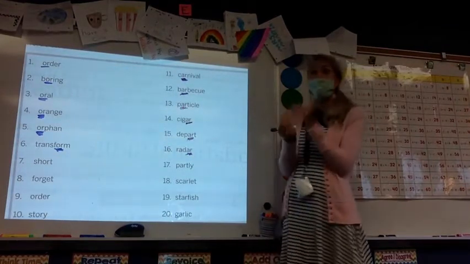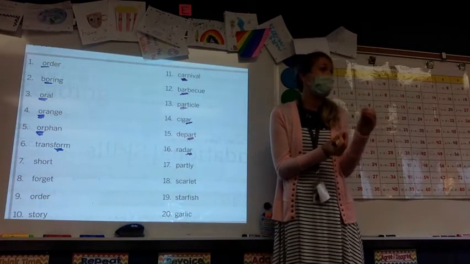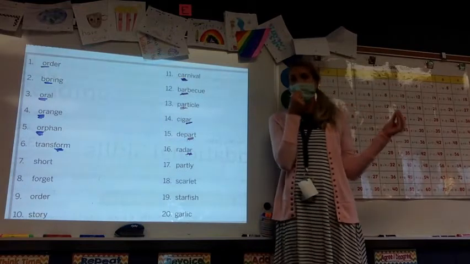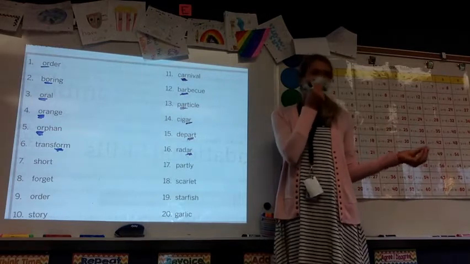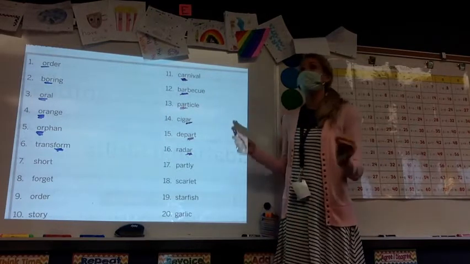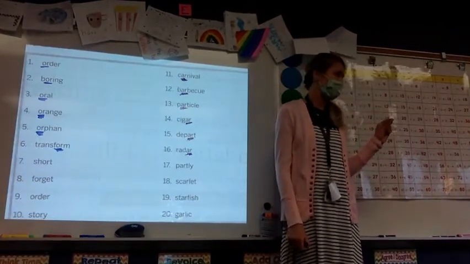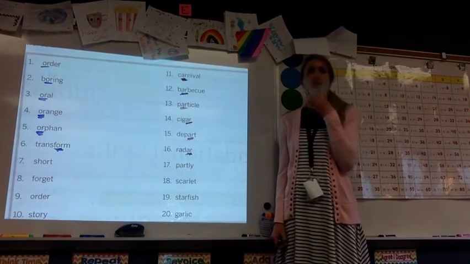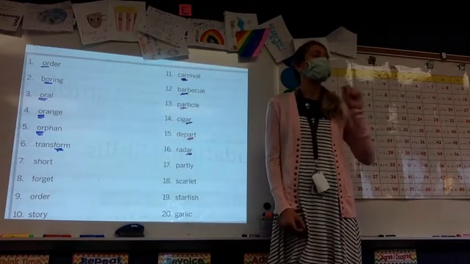When you see the OR, what sound should you try? "Or." Everybody pull down your mask to say it. When you see the OR, what sound should you try? "Or." Thank you, Massa. When you see the AR, what sound should you try? "Ar." Pull down your mask and tell me. When you see the AR, what sound should you try? "Ar." Thank you.